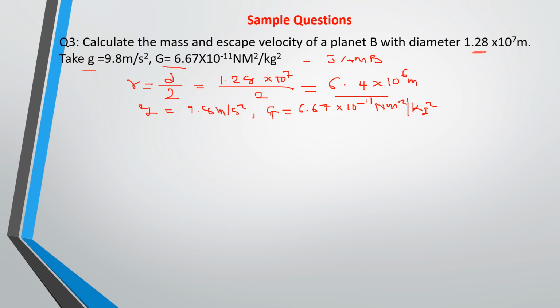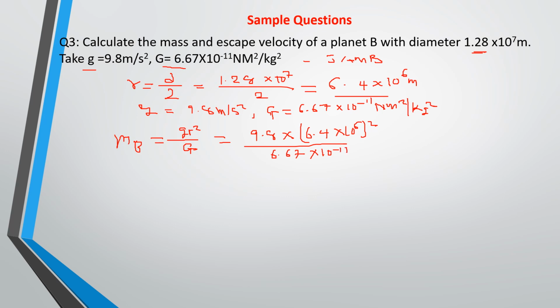Now you are asked to calculate the mass. From our previous equation, the mass of B is equal to g R squared all over capital G. So when you substitute into this equation, you are going to have 9.8 multiplied by 6.4 times 10 raised to power 6 all squared, divided by 6.67 times 10 raised to power minus 11.